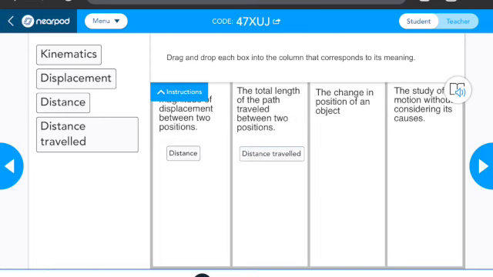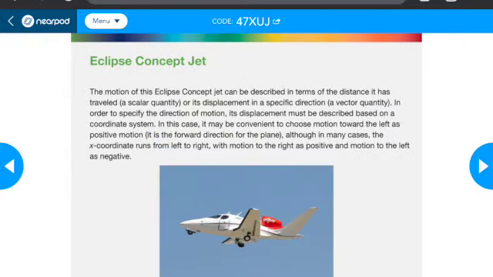And our next definition is the change in position of an object. That's displacement. And finally, the only thing left is the study of motion without considering its causes, which is the definition of kinematics. That's the unit we're in right now. That's Unit 1. We will look at the study of motion with its causes, and that's going to be dynamics. That's our next unit.